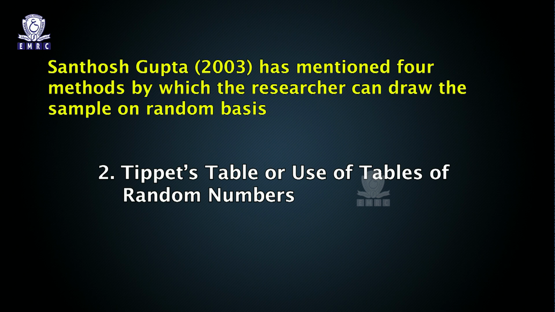The next one is Tippett table or use of tables of random numbers. This method is the most practical and economical way of selecting units randomly. Tippett gave 10,400 four-figure numbers. He selected 41,600 digits from the census reports and combined them into fours to give his random numbers, which may be used to obtain a random sample. We can illustrate the procedure by an example.